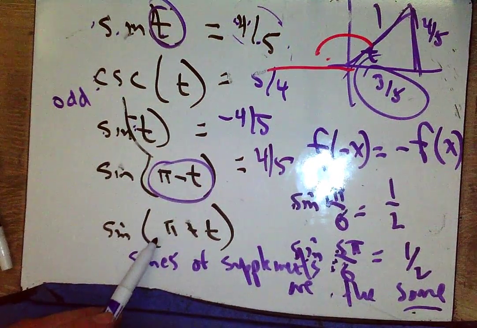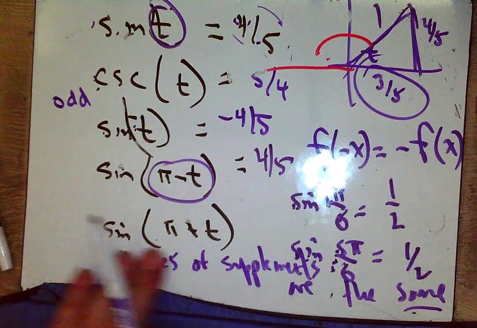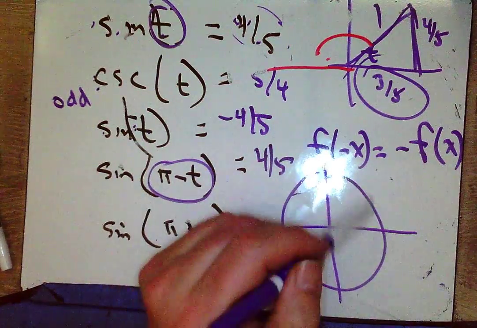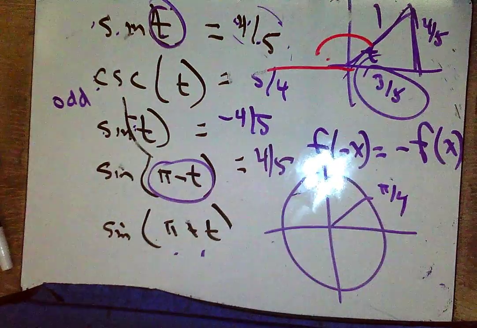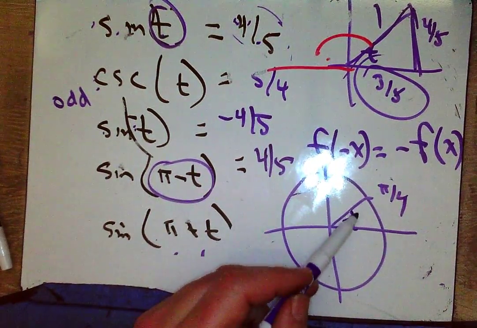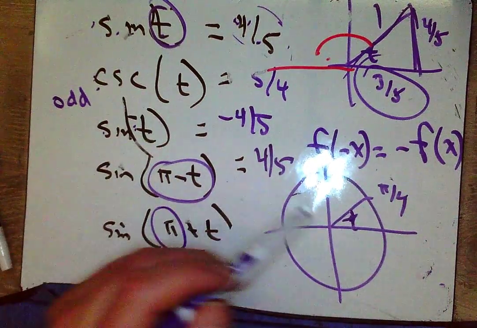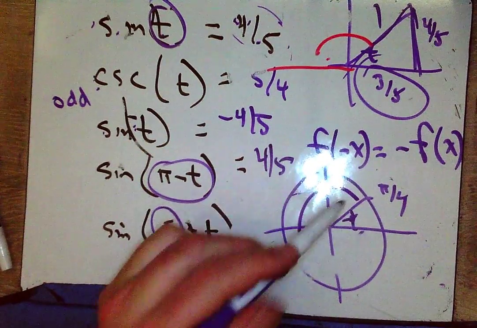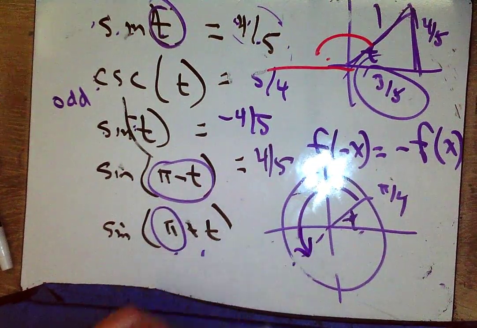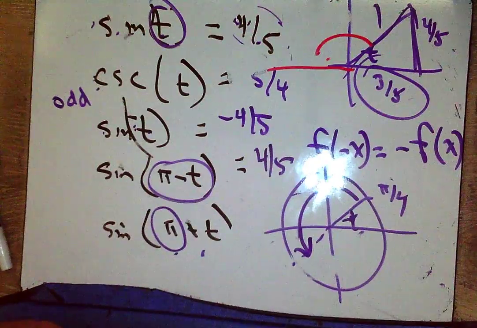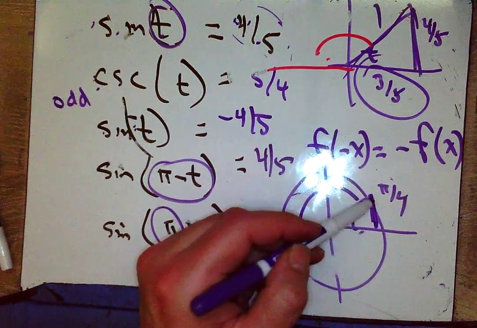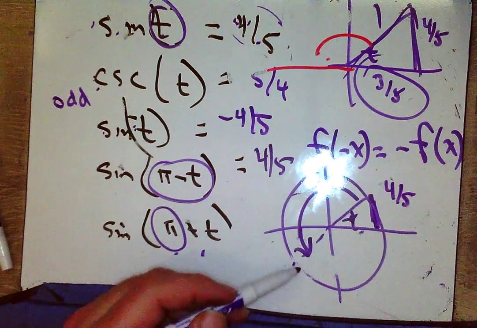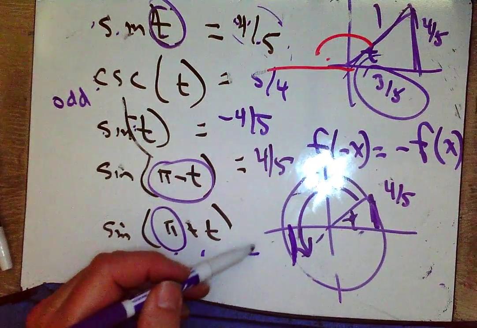Now, this is not supplement, nor is this complement. This is something a little different. Let's say I'm in a circle, and I'm over here at pi over 4. And that's my t. Okay, and then I want to add pi to that. There we go. I added pi. And now I want to know, where am I? Well, if the ordered pair here for sine was 4/5 for that y value, over here I'm going to have negative 4/5.